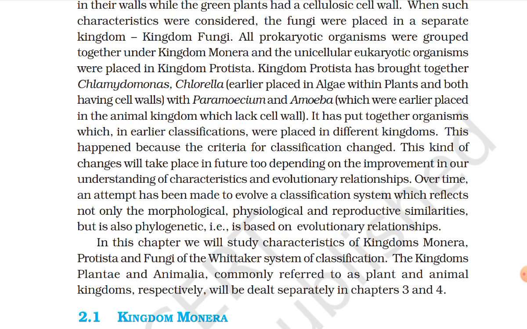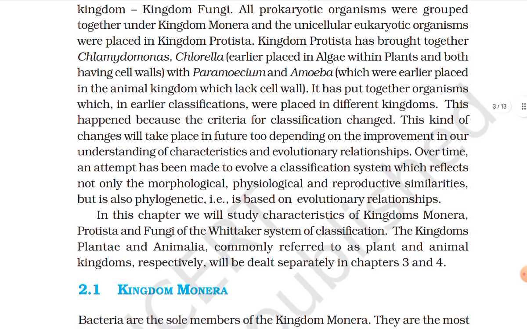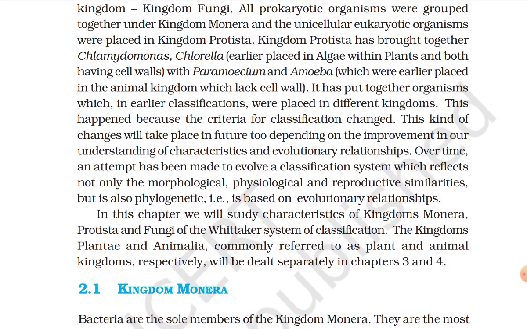This kind of change will take place in future too, depending on the improvement in our understanding of characteristics and evolutionary relationship. Over time, an attempt has been made to evolve a classification system which reflects not only the morphological, physiological, and reproductive similarities but is also phylogenetic, that is, based on evolutionary relationship. In this chapter, we will study characteristics of kingdoms Monera, Protista, and Fungi of the Whittaker system of classification. The kingdoms Plantae and Animalia, commonly referred to as plant and animal kingdoms respectively, will be dealt with separately in chapters 3 and 4.